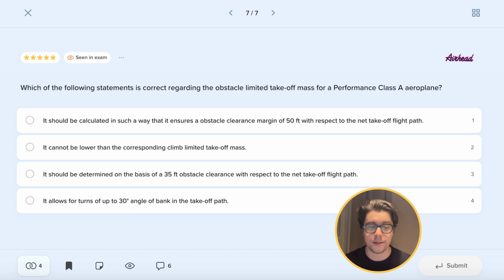And the right answer here would be the 35 feet obstacle clearance with respect to the net takeoff flight path. The 50 feet, for example, would be considered for Class B aircraft. And you can also do turns up to 25-degree bank angle rather than 30. So this answers that question.